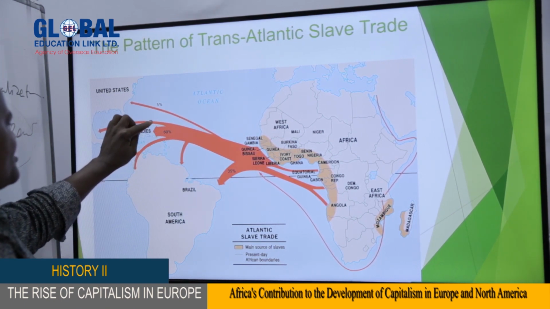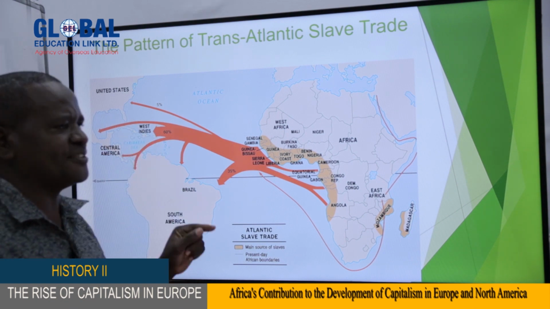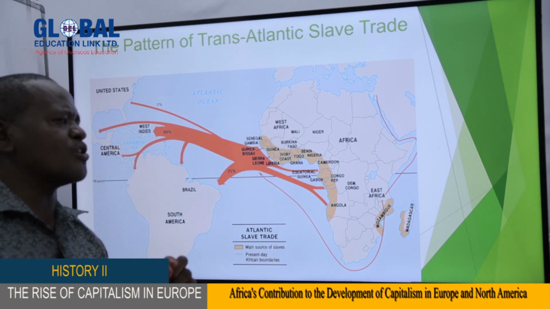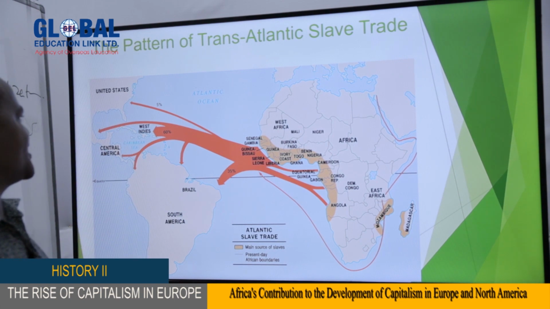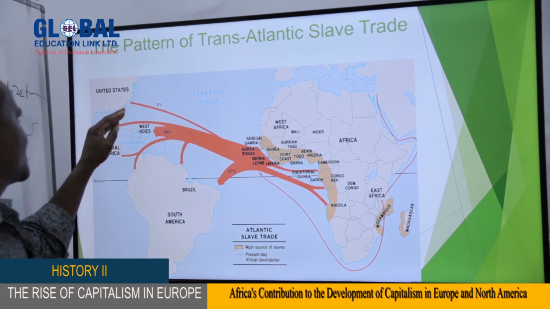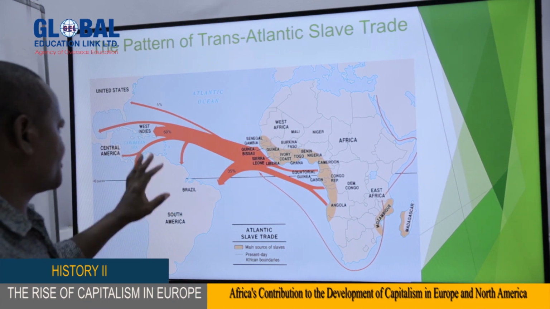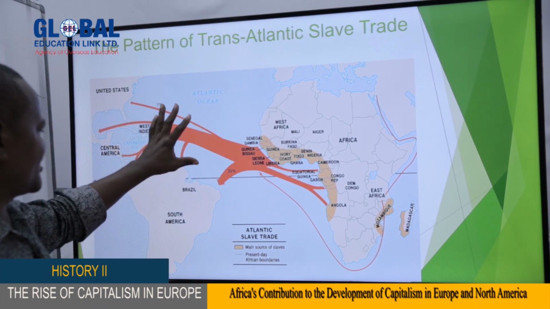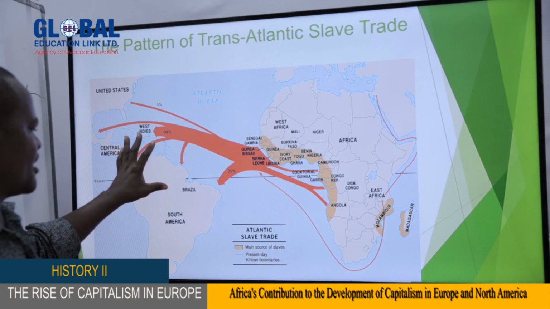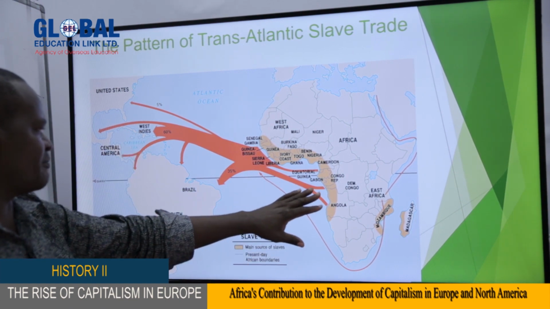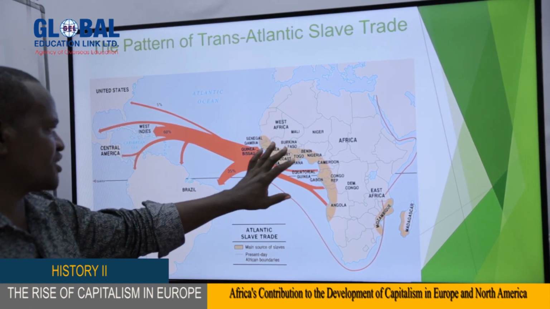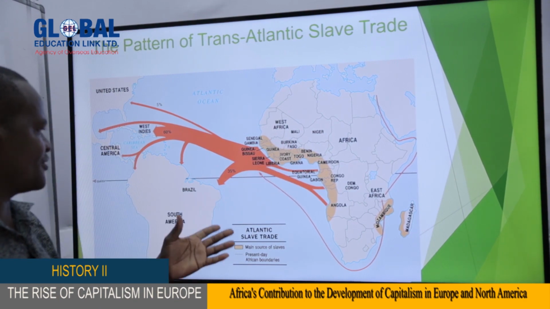But remember, slaves who were taken to West Indies were later distributed or resold to North America, that means to the United States of America and so on. So this is the way it was, and this is how it is. And the main source of slaves, as we have mentioned, are these countries which are painted with this color and so on and so forth.